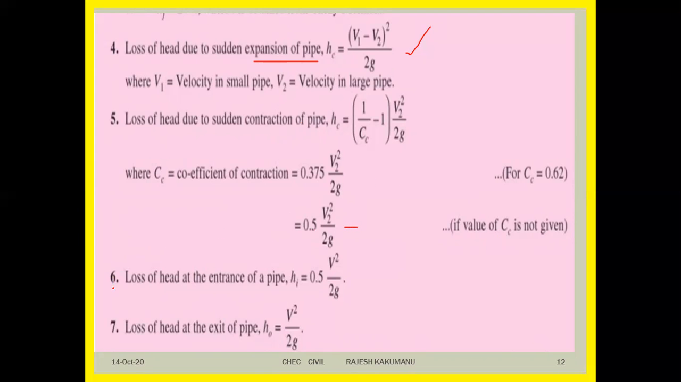Okay, next, the sixth one, the loss of head at the entrance of the pipe. At the entrance of the pipe, hi is equal to 0.5 V square by 2g. This is the formula. Therefore, the loss at the exit of the pipe, ho is equal to V square by 2g. At the exit of the pipe, it is V square by 2g.